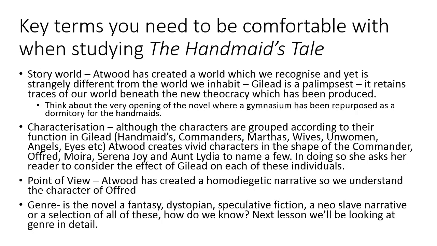You also need to think about and have notes on characterisation. And Atwood groups characters according to their function in Gilead, and then within these she creates some vivid, standalone characters. The Commander, Offred, Moira, Serena Joy, and Aunt Lydia, to name a few. And she makes you think about the effect of Gilead on each of these individuals. She's not entirely focused on Offred, but of course we're getting everything refracted through Offred's viewpoint, which takes you on to the next, the homodiegetic narrative, so we understand the character of Offred better than any other.